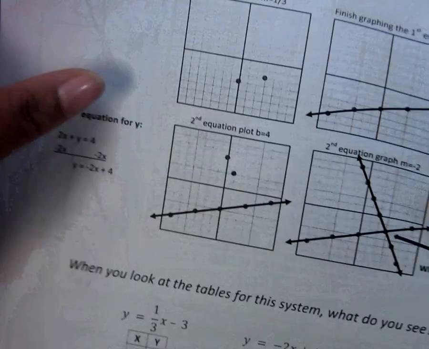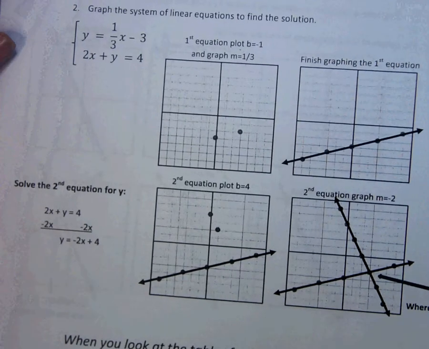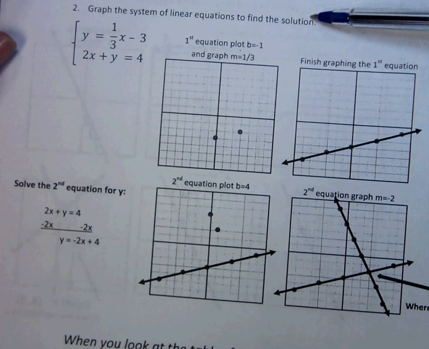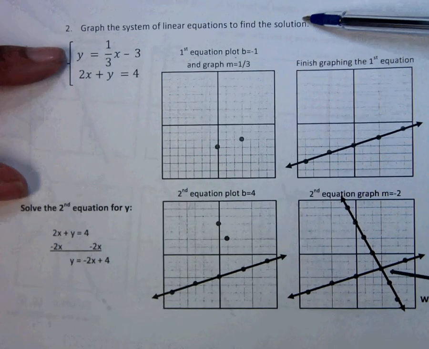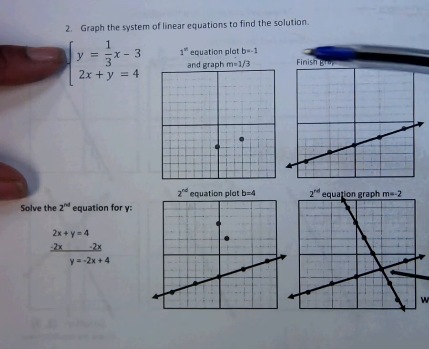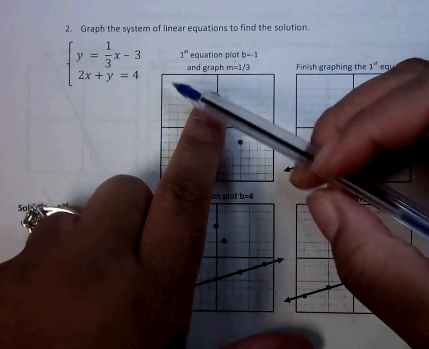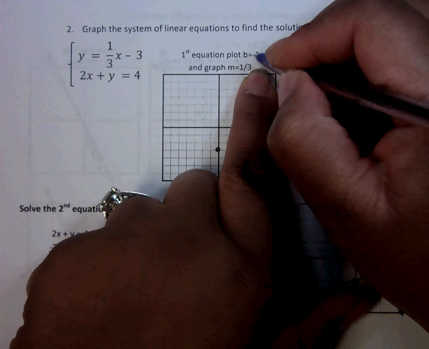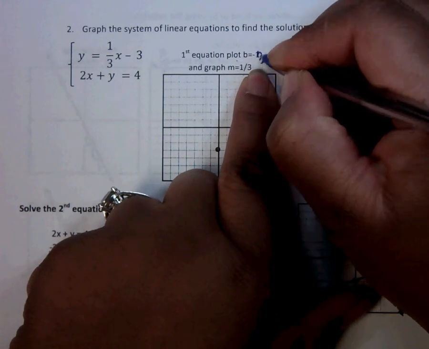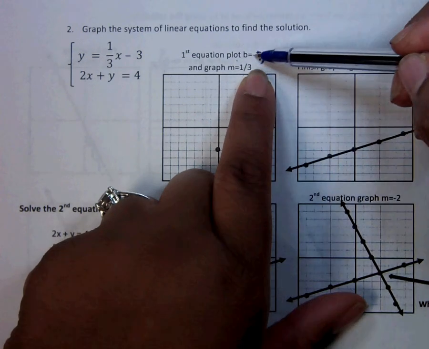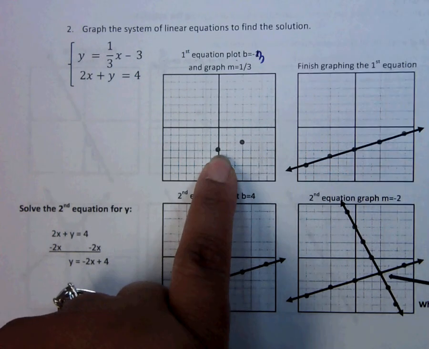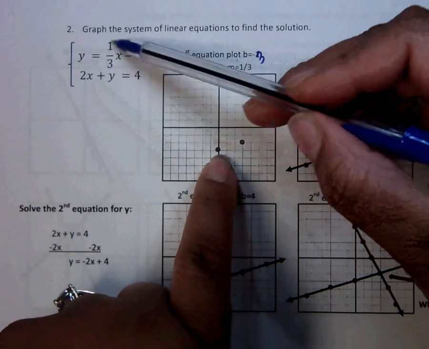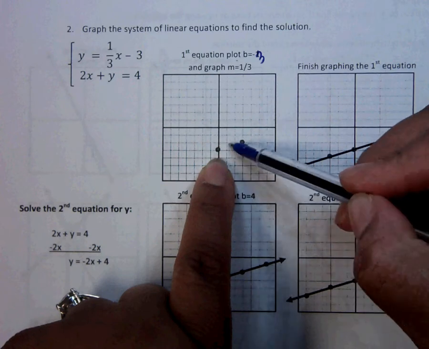Number 2. Graph the system of linear equations to find the solution. Okay, this should be easier now because we've already practiced graphing by hand. I do notice a mistake here. It says the y-intercept is -3, but I left it -1, so let's change that to -3. So start at -3 on the y-axis, and now graph the slope. Up 1 and over 3.